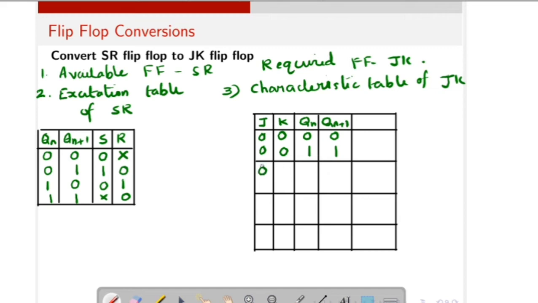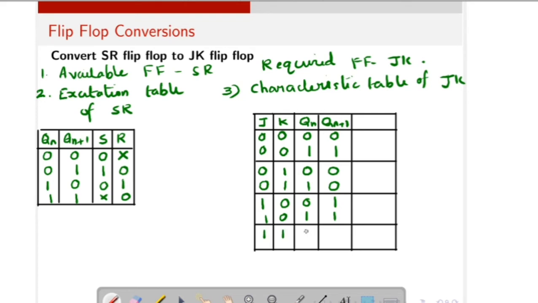Then J is equal to 0 and K is equal to 1 and present state is 0, next state is also 0. J is equal to 0 and K is equal to 1 and present state is 1, and next state is 0. That means when inputs are 0, 1, next state is always 0, that is the reset state. Then input is 1, 0 and present state is 0, output is 1. Then input is 1, 0 and present state is 1, then output is 1. That means when J is equal to 1 and K is equal to 0, it goes to the set state.